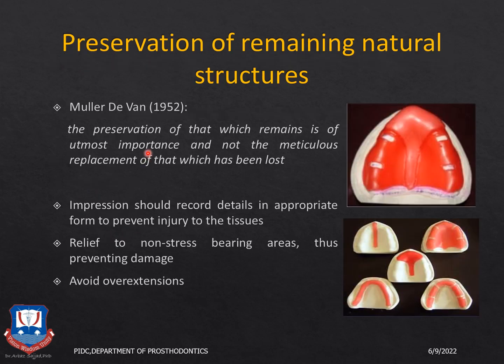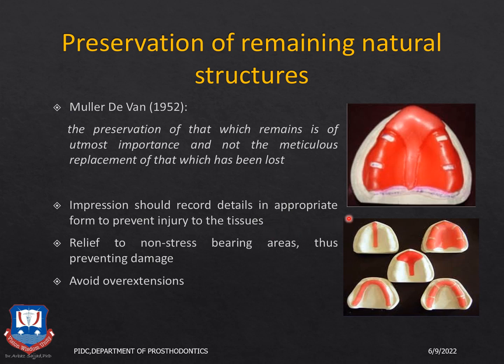Now, moving on to the first objective, that is preservation of the remaining natural structures. Muller Divan famously said in 1952 that the perpetual preservation of that which remains is of the utmost importance, and not the meticulous replacement of that which has already been lost. So, when a patient comes to you with all his teeth missing or some teeth missing, it is our duty to preserve what is left. If he has residual ridges, they should be preserved in such a way that the new denture will not damage them. That is, proper, accurate impressions must be made of the residual ridges so as to make complete dentures that do not further cause any problems.